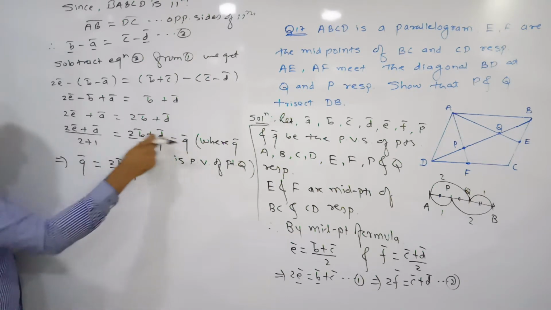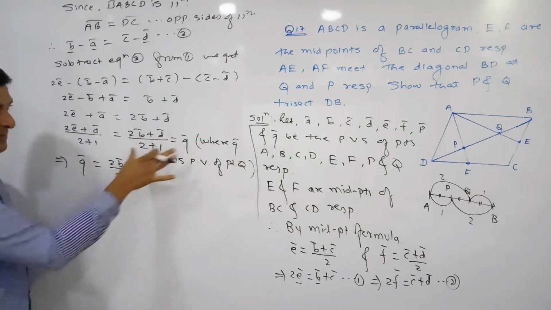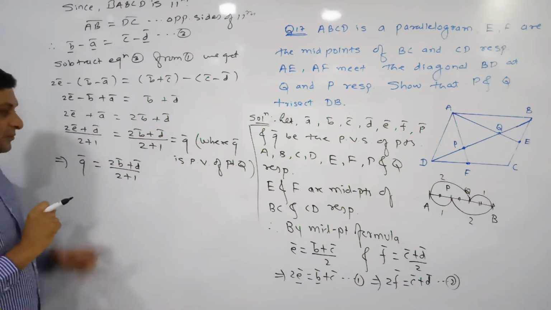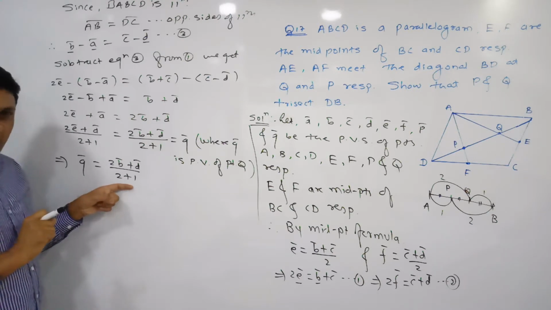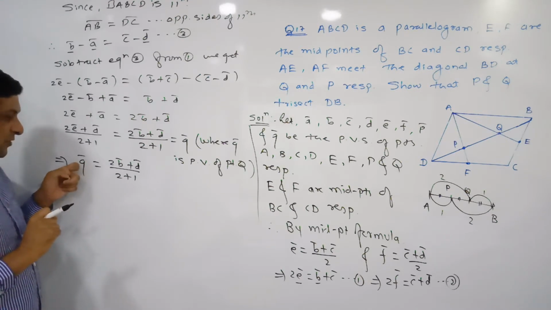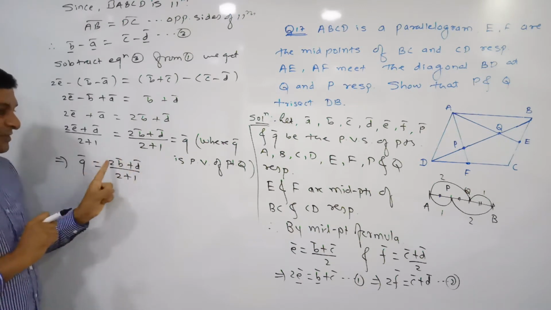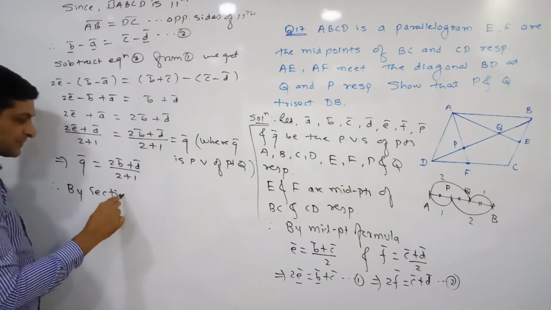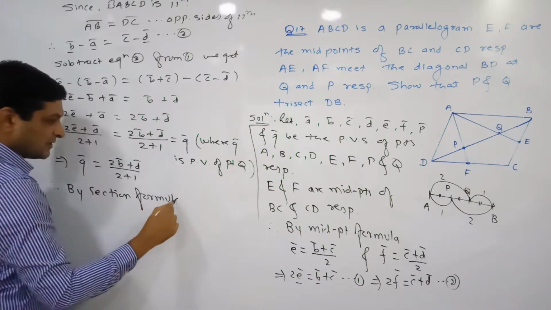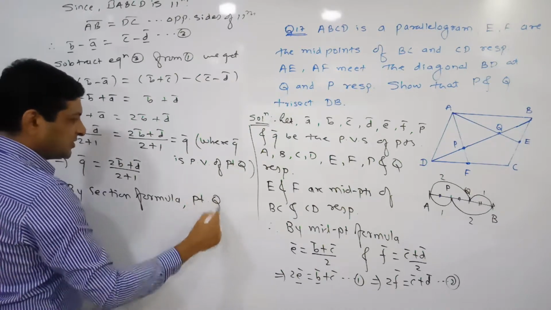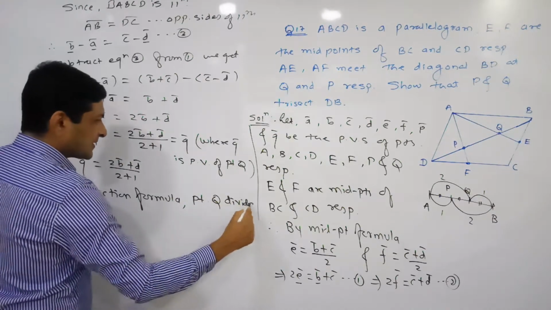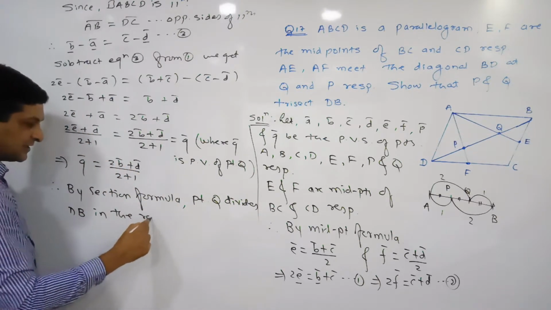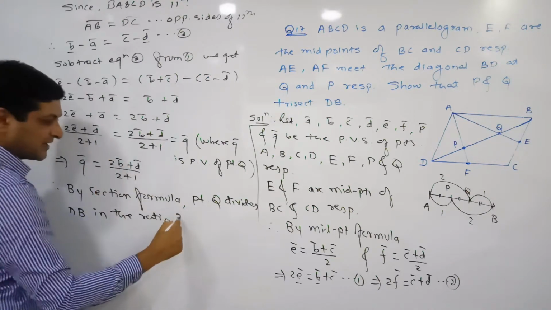Now if you observe, we are considering only these two terms here, because our required result is with Q and segment BD. So we are deleting this much part. Now observe that the terms are in the form of the section formula. So by section formula we can say that point Q divides segment DB in which ratio? 2:1.